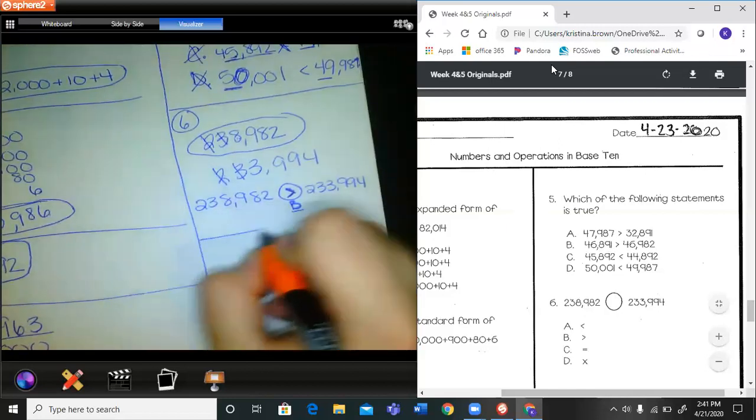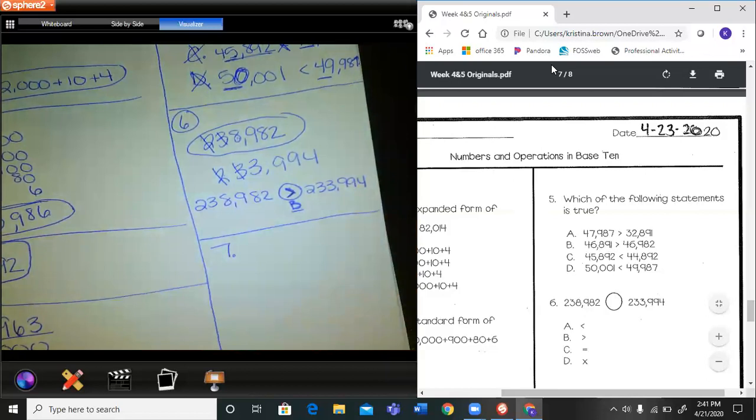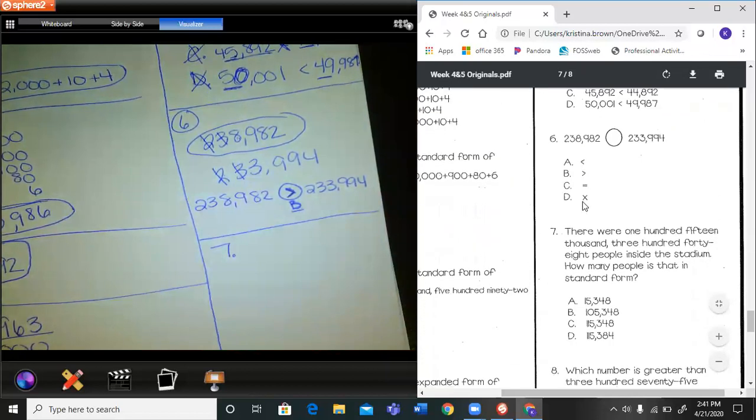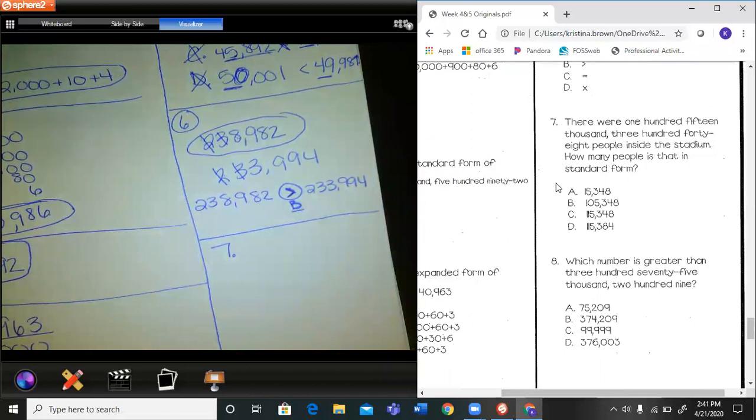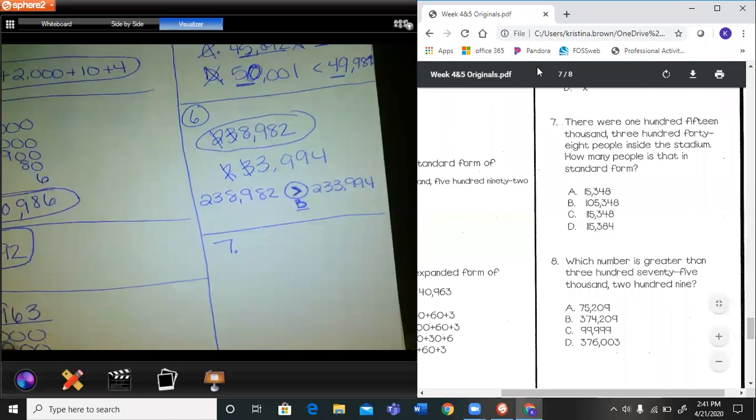Right, moving on to number 7. All right, there were 115,348 people inside the stadium. How many people is that in standard form? So again, I'm going to go back and look at this in word form. First, we have 115, and then it gives me my word thousand, which means that's where I'm going to be putting my comma. So I'm going to write 115 first.